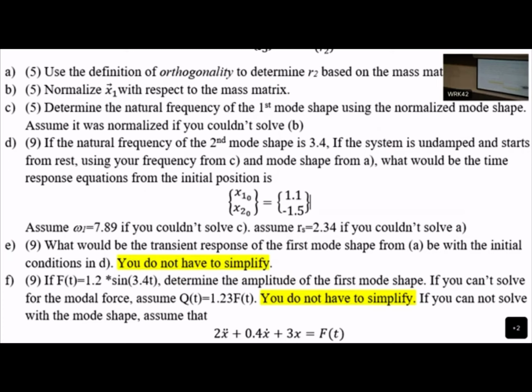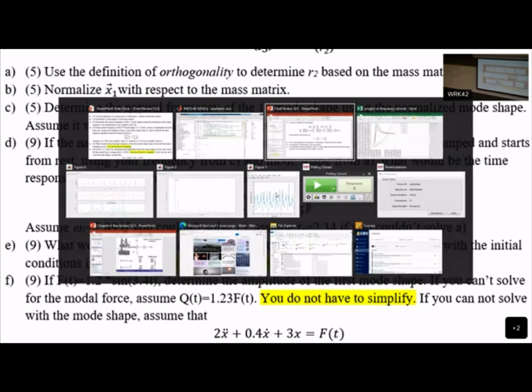What would be the transient response of the first mode shape? So this is modal analysis. We were analyzing the first mode shape like a 1 degree of freedom system. So what are the equations of motion?